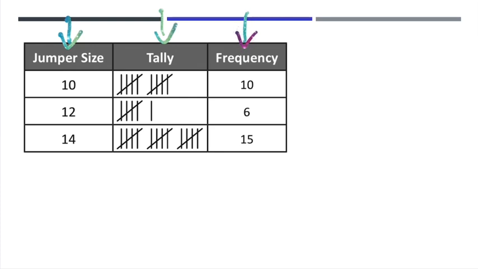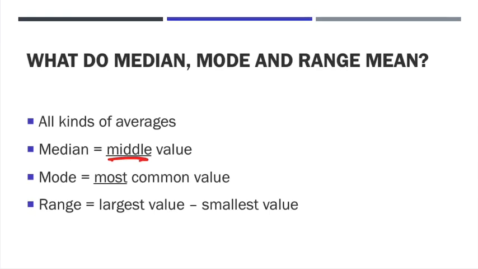So how many jumpers in size 10 were sold? If we look at the tally marks, we can see it's 10, and in the frequency it's 10. And how many jumpers in size 12 were sold? 6. And in 14, 15. Okay, so what was the most common? The mode is here. Okay, and a frequency chart is really easy for us to see the mode. It's 14.